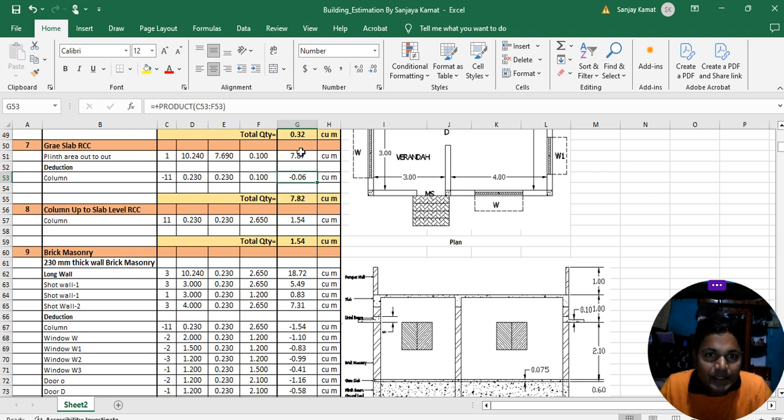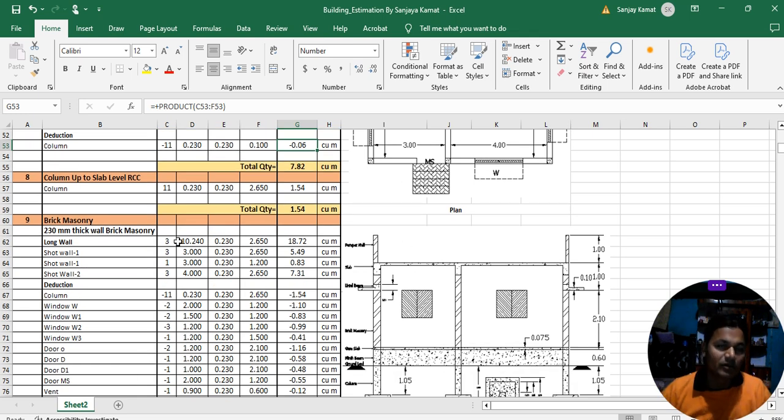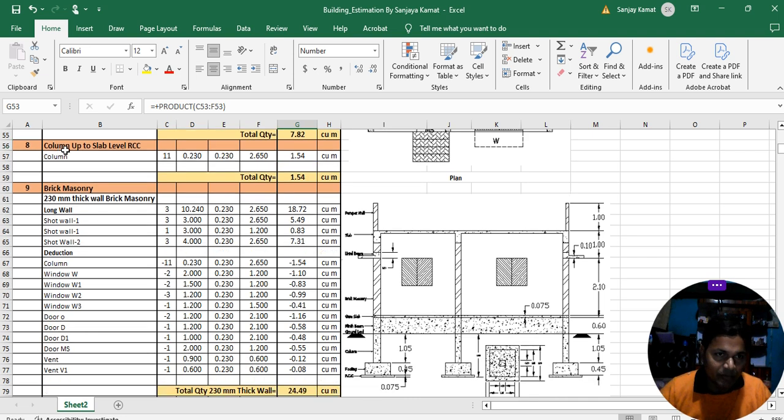Once you get this, what you do is sum both values: the plinth area out to out plus the column value, okay? So 7.88 plus minus, see, plus minus minus, so this will be minus only, sign convention rule, okay? So if we subtract this minus 0.06, how much is it? 7.82 cubic meter, okay? So we have done point number 7 and now go to point number 8.